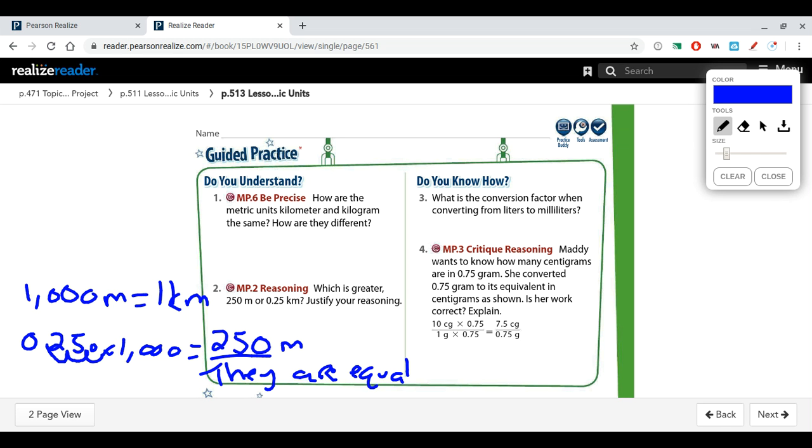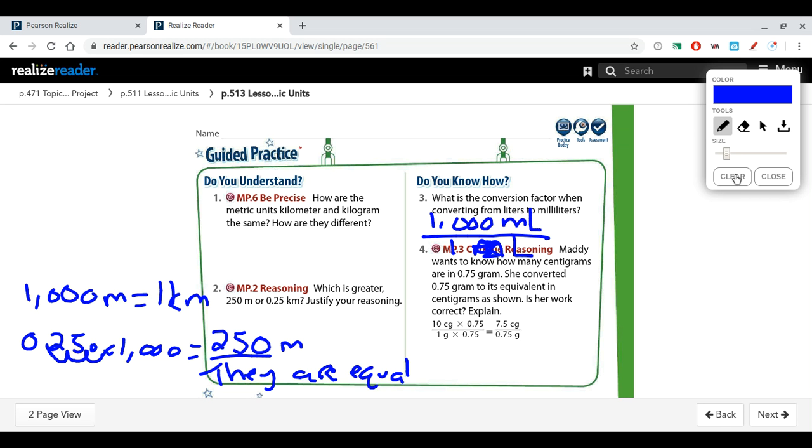All right. Number 3, what is the conversion factor when converting from liters to milliliters? So I have 1,000 milliliters is equal to 1 liter. Okay, so because I'm going from liters to milliliters, the 1,000 milliliters has to be on top. If it just said what are the conversion factors for liters and milliliters, I could do both of them. But because I'm going from a larger unit to a smaller unit, I'm multiplying, which means the 1,000 is going to be on the top.